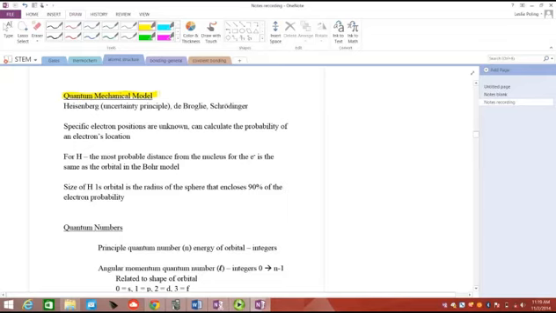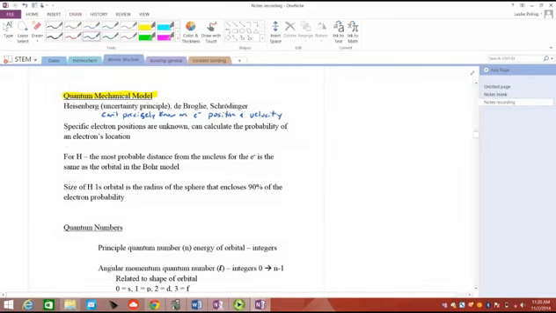That brings us to the quantum mechanical model, which Heisenberg, with his uncertainty principle, the uncertainty principle says you can't precisely know an electron's position and velocity. De Broglie's idea was that particles have wave behavior. The quantum mechanical model says we don't know the specific electron positions. We just know a probability.